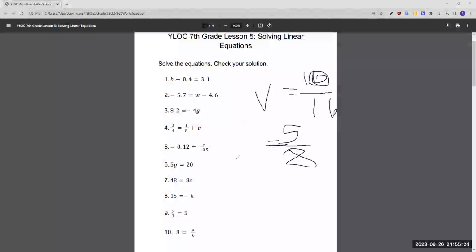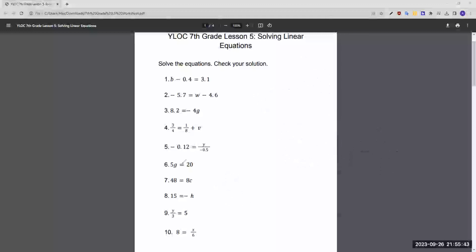Now to check this, we just need to change 3 over 4 to 8. So it'd be 6 over 8. And to check it, it'd be 1 over 8 plus 5 over 8. And that equals 6 over 8. So that matches what we are given. So that's correct.